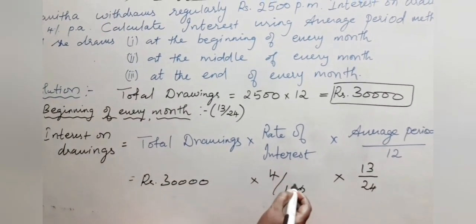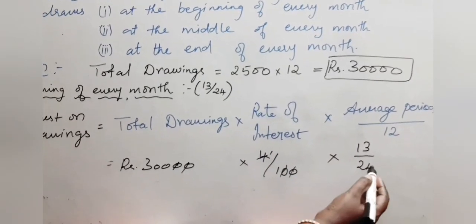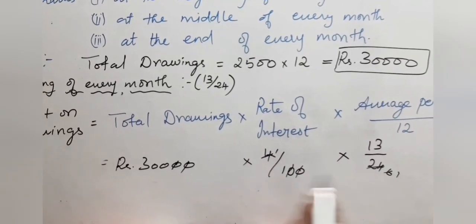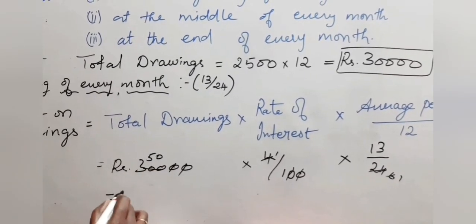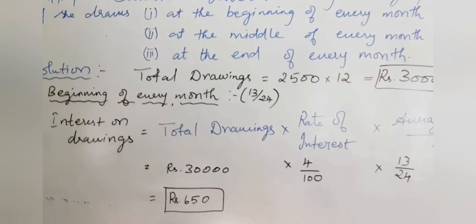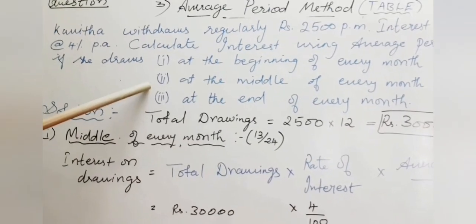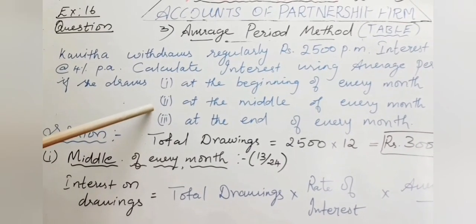Now you want to evaluate this. When you evaluate this, you see 1 4s are 4, 6 4s are 24. Your answer will be 5 6s are 30. So here you get, children, rupees 650.